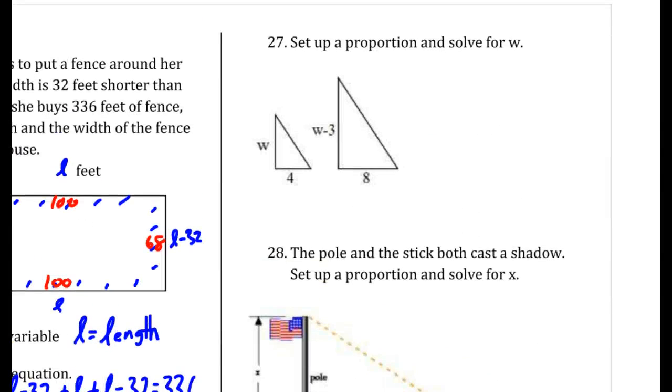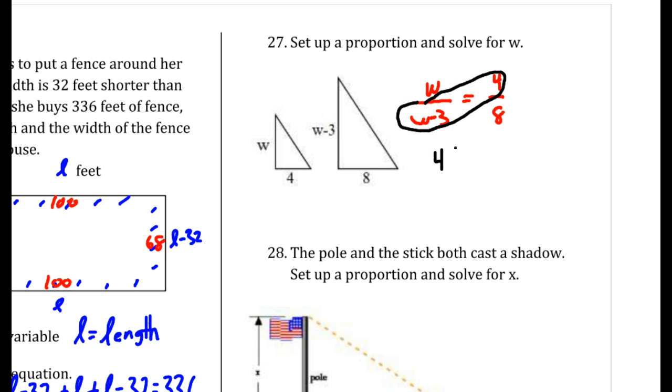Okay, just a few more to practice with. Again, set up a proportion and solve. So same thing again. I'm going to do it a little different this time though. Let's do the heights as one ratio. So w over w minus 3 equals the bases, 4 over 8. Now if you set up a different way, you'll still get the same thing. Lots of different ways of doing the same problem.